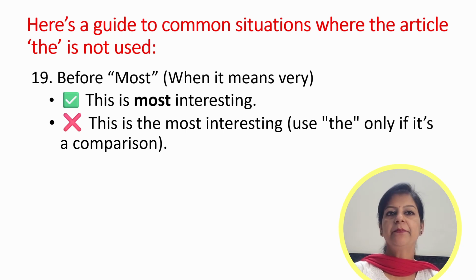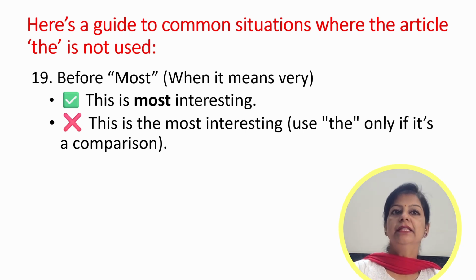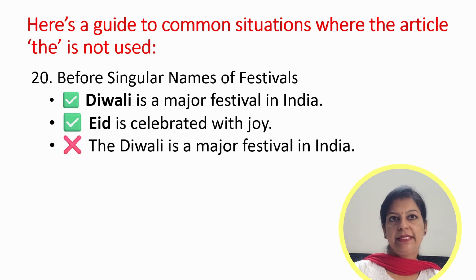Next, number 19. We don't use the before most when it means very. For example, this is most interesting. This is correct. This is the most interesting. This sentence is incorrect. We use most without the when we mean very. The is used only for comparison.